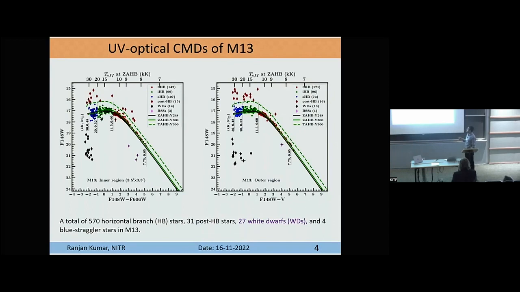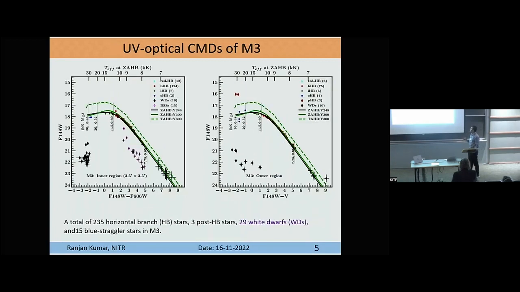These white dwarfs are the black diamonds. These are the confirmed regions from the UV optical CMDs, which have been probed previously in Globals 1 paper, which is the UV81 paper, and then with Galactic and HST also. These regions are clearly probed as white dwarf regions. So we found 27 white dwarfs in M13 and 29 white dwarfs in M3.